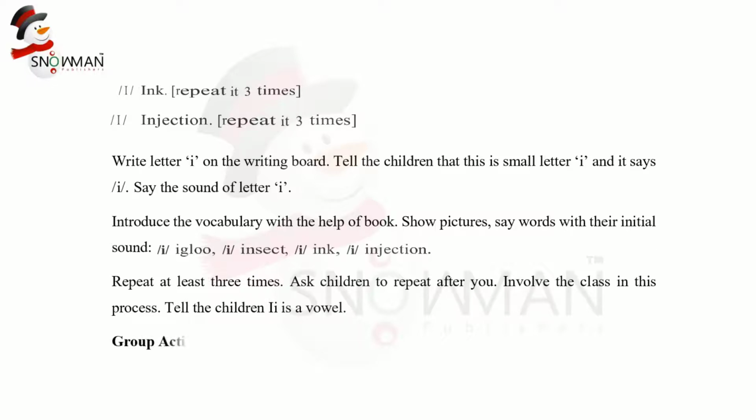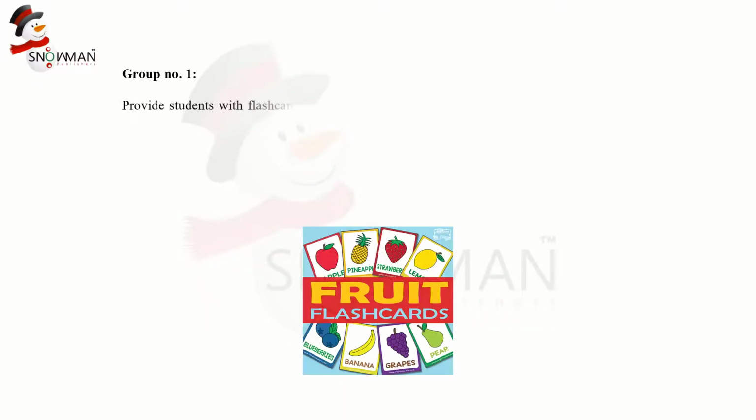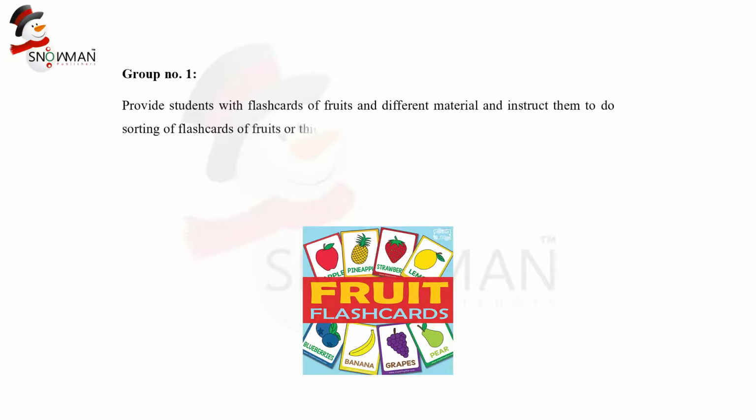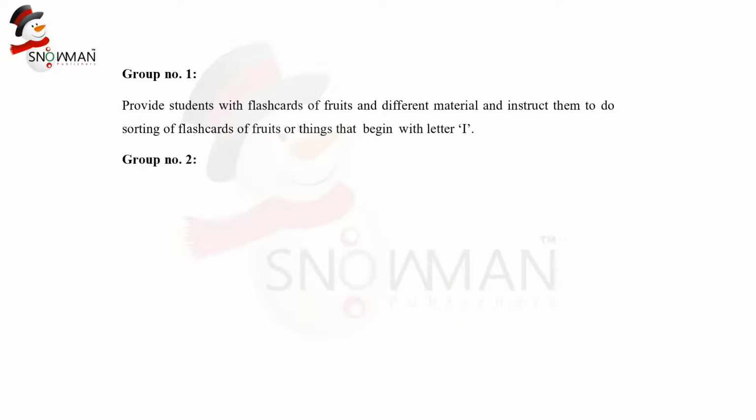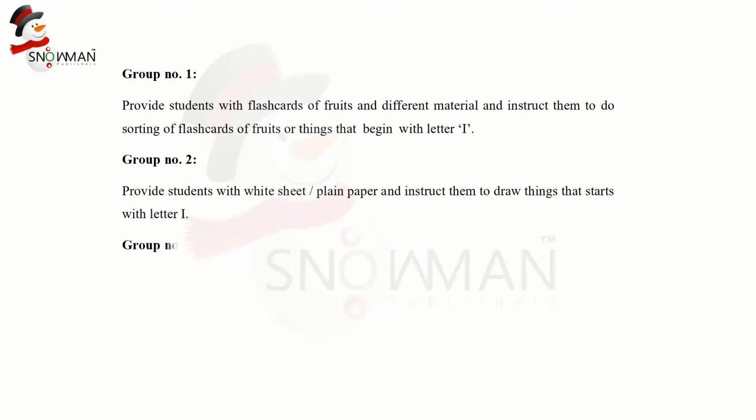Group activities. Organize the students in different groups and perform the following group activities. Group number 1: Provide the students with flashcards of fruits and different materials and instruct them to do sorting of flashcards of fruits or things that begin with letter I. Group number 2: Provide the students with white sheet or plain paper and instruct them to draw things that start with letter I.